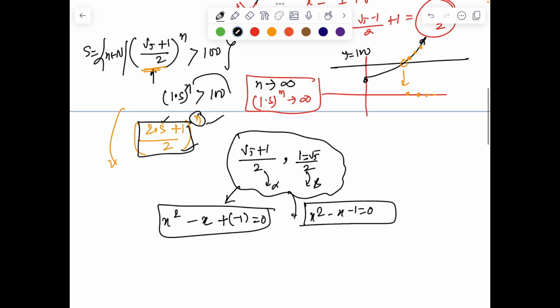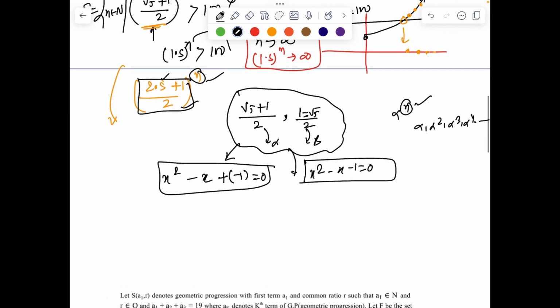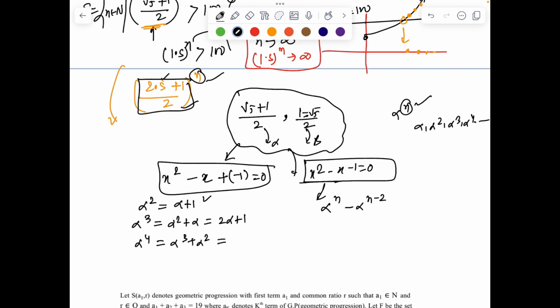Since alpha is the root of this quadratic, remember I want to get alpha to the power n, means I want alpha square, alpha cube, alpha 4 and so on and so forth to check for the window. Since alpha is the root, alpha will satisfy this, so alpha square is going to be alpha plus 1. Now I can multiply both sides with alpha again, so alpha cube is going to be alpha square plus alpha, and since alpha square is alpha plus 1, it's 2 alpha plus 1. Similarly, alpha 4 is nothing but alpha cube plus alpha square. This you can see directly from here, because if I multiply this with alpha to the power n minus 2, I get alpha n minus alpha to the power n minus 1 minus alpha to the power n minus 2 is 0.